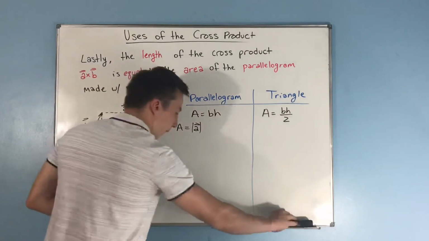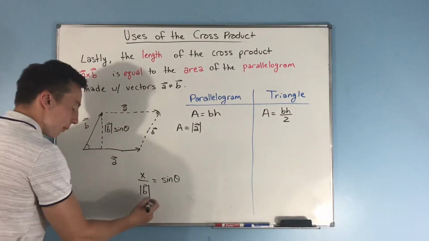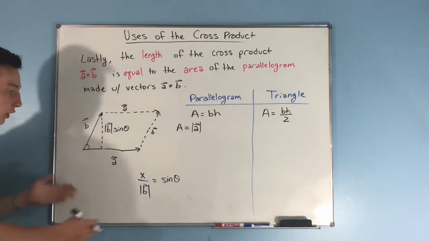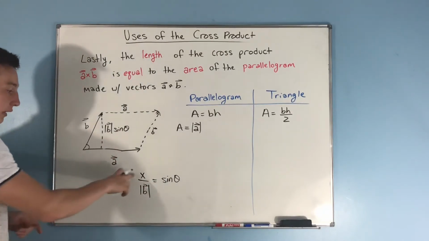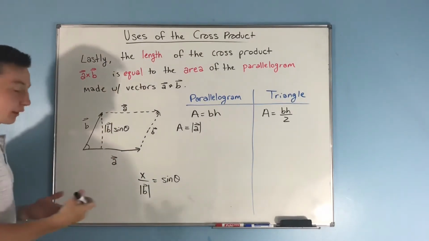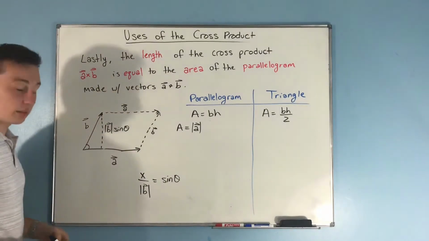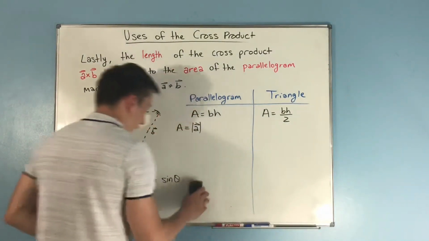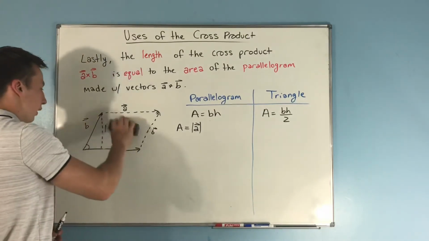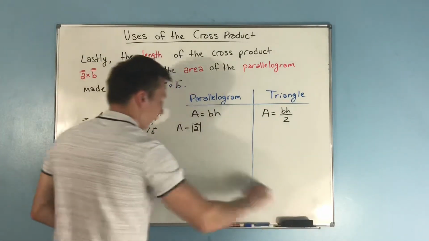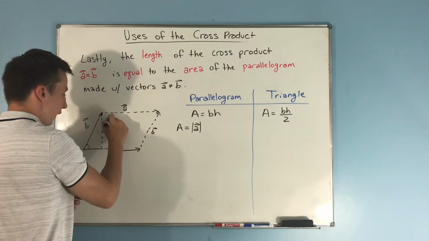Now, if I multiply by the magnitude of B on both sides, you see that x, our opposite side, is equal to the magnitude of B times sine theta. So just a little bit of SOHCAHTOA usage. I'm going to leave that there.